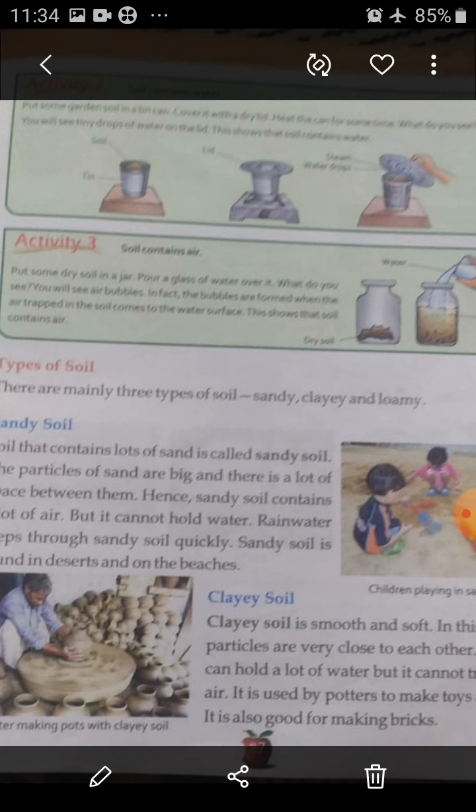So you see, in activity second and activity third, the main thing is there. It proves that soil contains water and air. Soil contains water and air.